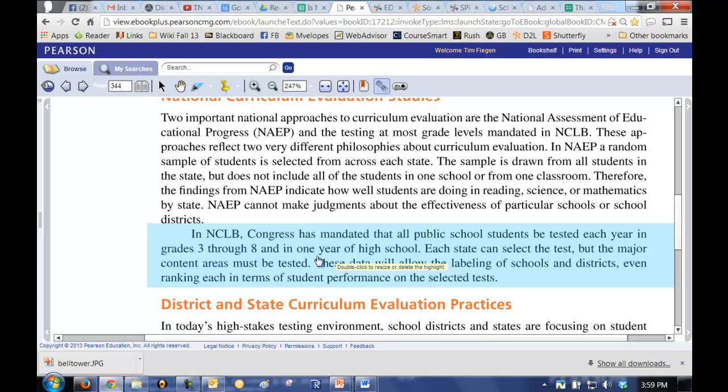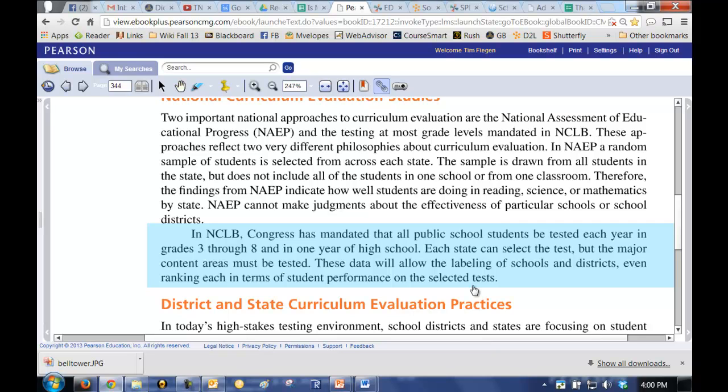And down here I want to tell you this again, NCLB. Do you remember what that stands for? Right, No Child Left Behind. Congress has mandated that all public school students be tested each year in grades 3 to 8. Again, you remember, the feds have no constitutional authority over schools, but with No Child Left Behind, they mandated that grades 3 through 8 are tested each year. Let the state pick the tests, but they must be tested.